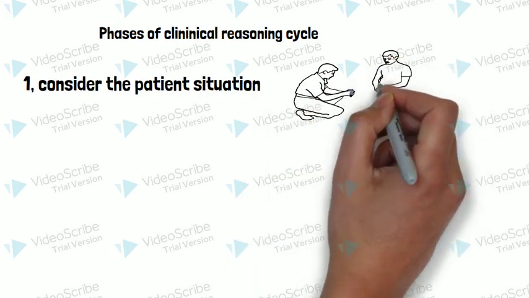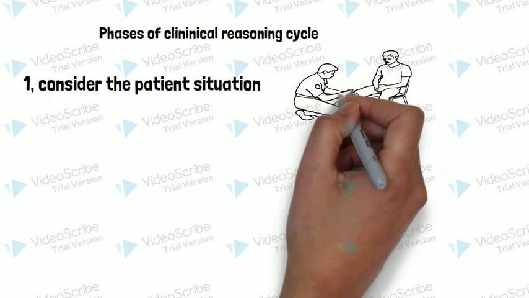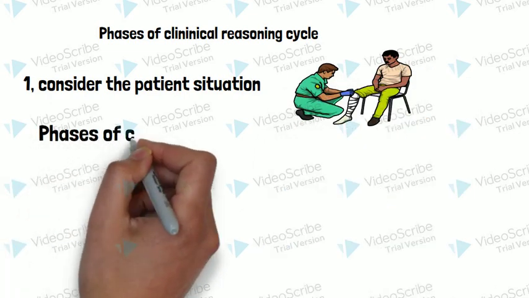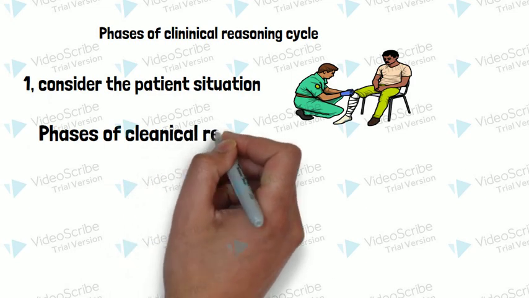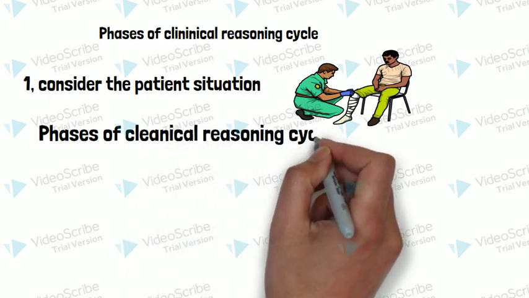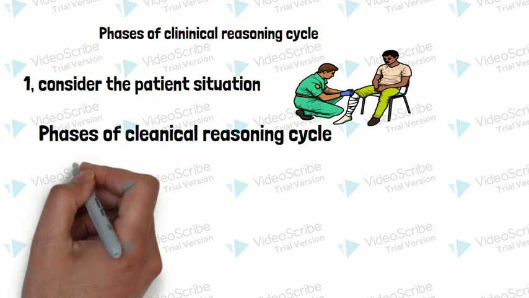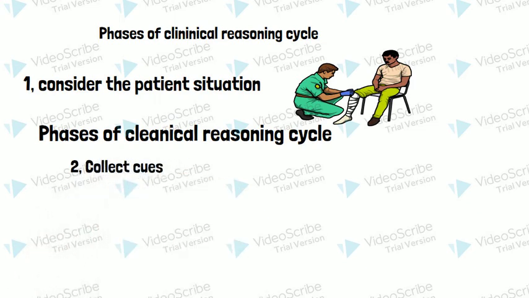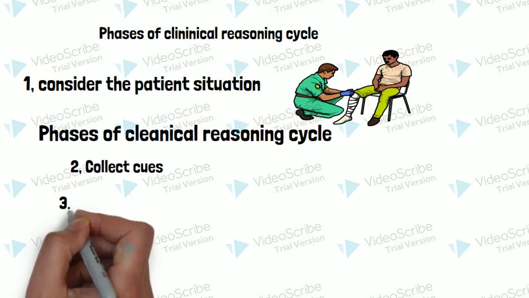The second one is collect the cues. Collecting the cues means during this stage a clinician collects relevant information about the patient. It might be the vital signs, it includes that, taking a full set of vital signs while taking the history of the patient. The third one is process the information. The data we collected, now we try to process it.